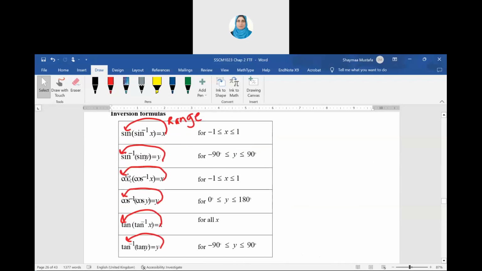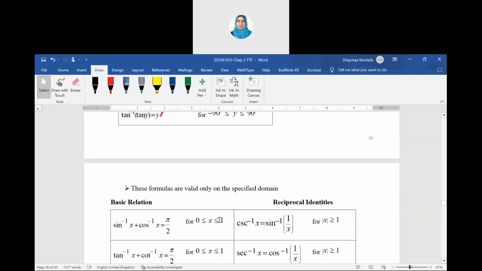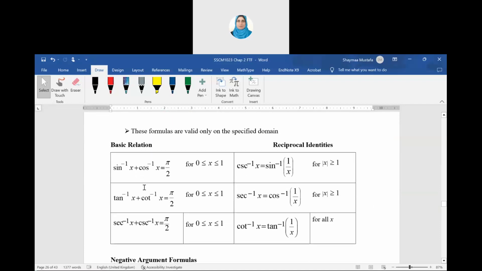For example, here cos inverse cos x is not always equal to x. You need to be sure that x is within the range of cos. So you need to be sure that x is within -1 and 1. And similar for the other identities. Then we proved some basic relations. We proved that sine inverse plus cos inverse is always equal to pi over 2. Hopefully all of you try, in a similar way, to prove that tan inverse plus cot inverse is equal to pi over 2. Similarly, sec inverse plus cosec inverse is equal to pi over 2.